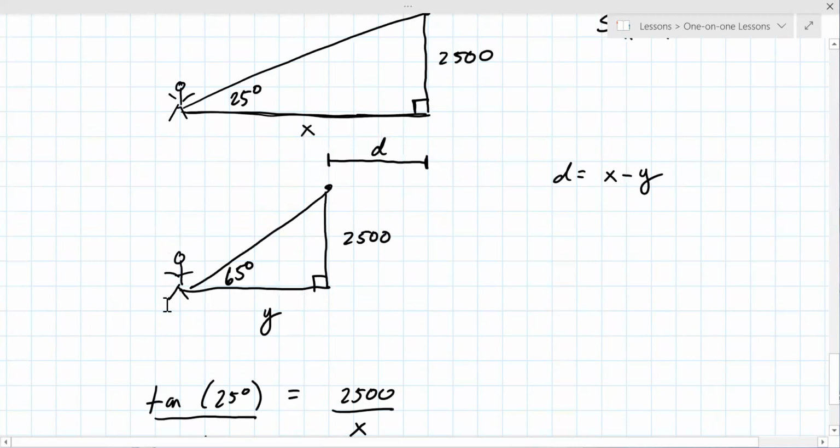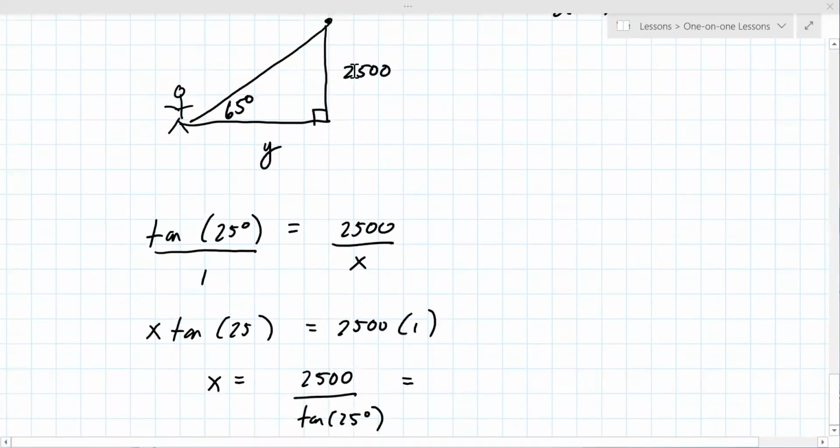Okay, so now in this picture, it's the same set of givens. You're given the opposite side. Wait, so I should solve that for x, right? Yeah, we have to do it twice. I was going to wait, but you can do that right now if you want. It's a large number, but 5361. Okay. So in the second picture, the tangent of 65 is 2500 over y.